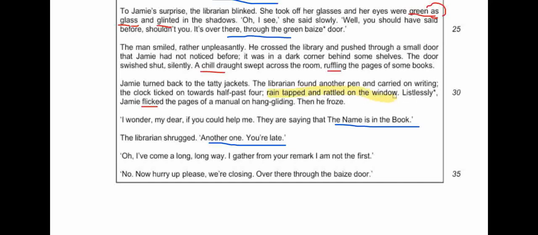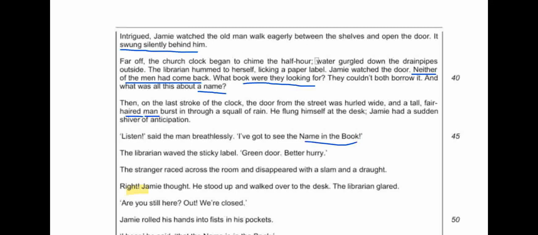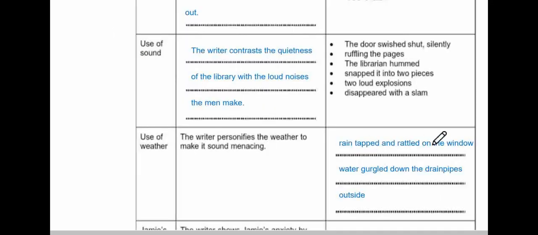So it personifies the rain, and the next one is water gargled down the drain pipes outside. So it personifies the water. So we type down: rain tapped and rattled on the window, water gargled down the drain pipes outside.